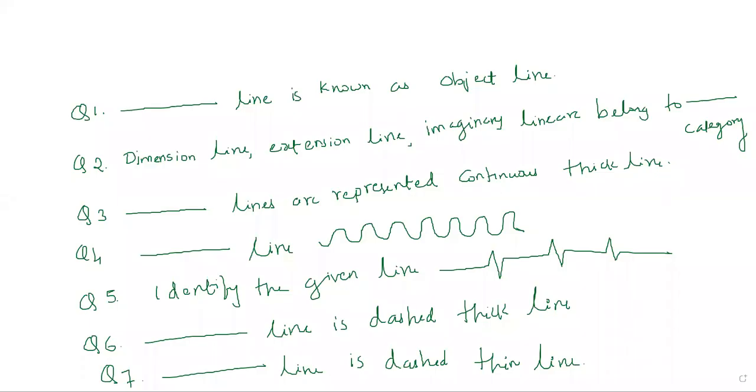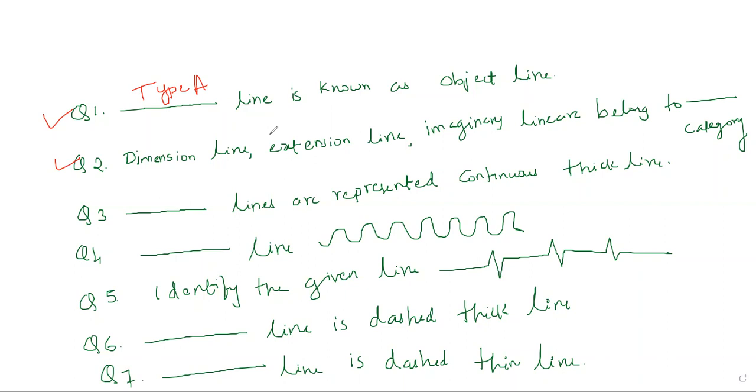Now, I would like to request everyone to note down the following points. These are very, very essential. Let us discuss the first question. In the first question, what I have written is: dash line is known as object line. It is visible, so the object line is also a visible line. It is a continuous thick line. Let us answer the first question. Type A lines are known as object line. Let us move on to question number 2.